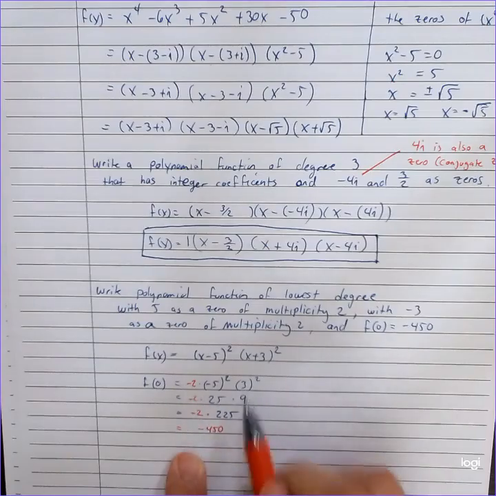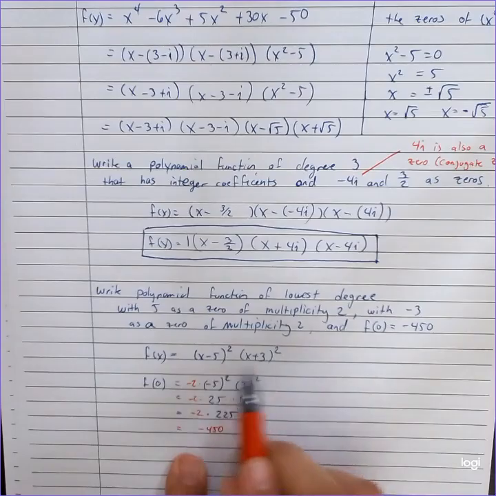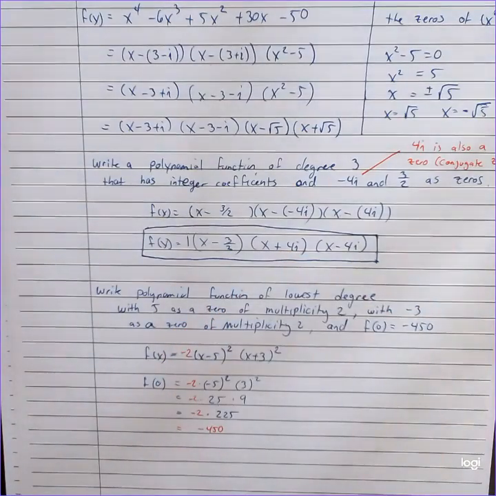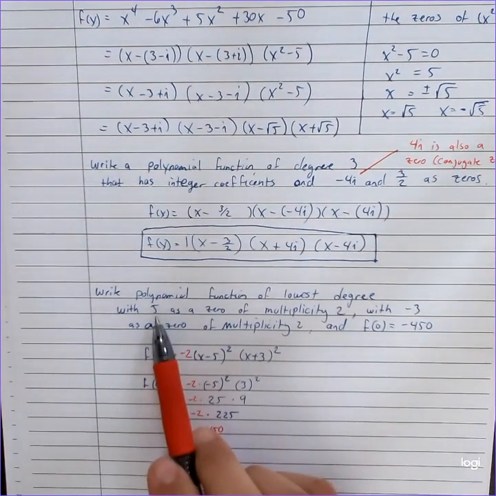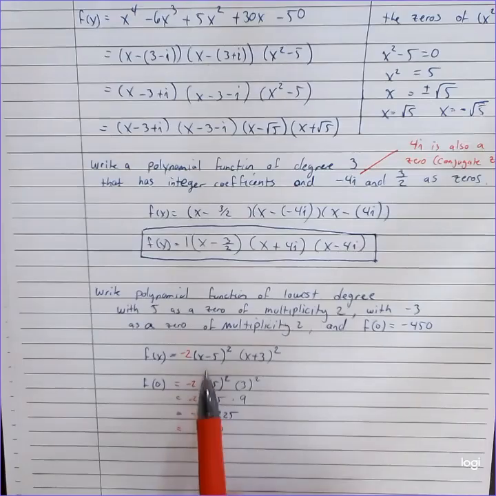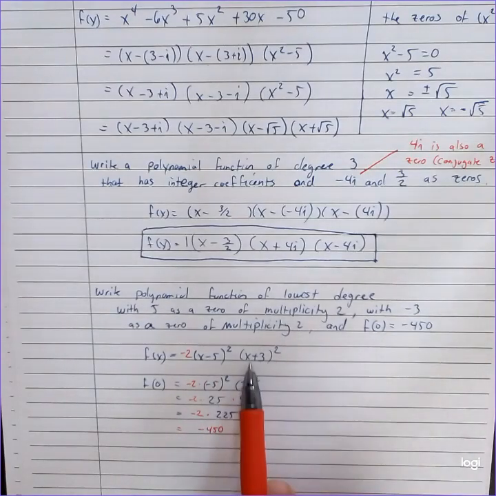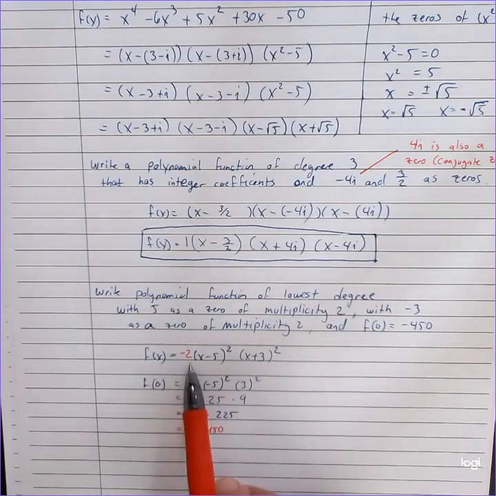This times this is negative 450. But these came from these factors. So if this is getting multiplied by negative 2, that means these factors also need to be multiplied by negative 2. Notice we don't have any new variables, which means our zeros have not changed. We still have 5 as a 0 of multiplicity 2 because of that factor, and negative 3 as a 0 of multiplicity 2 because of that factor. This doesn't have any variables, so it doesn't change the zeros or their multiplicities.